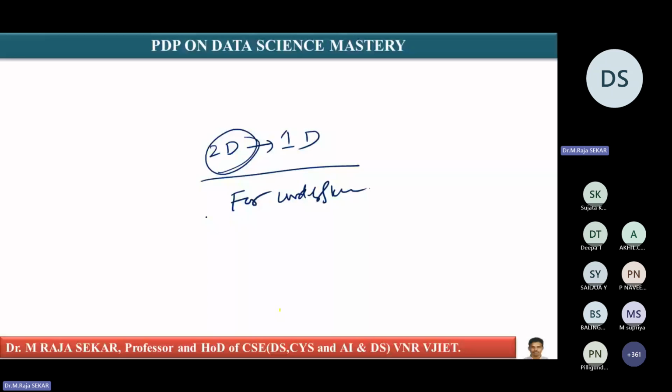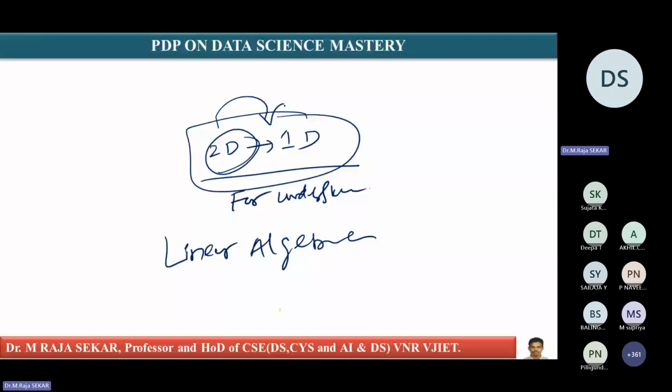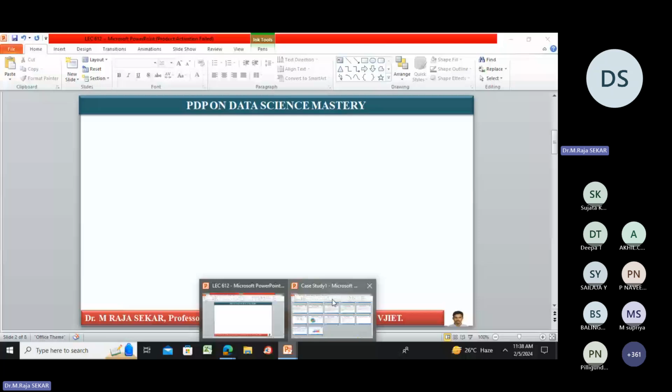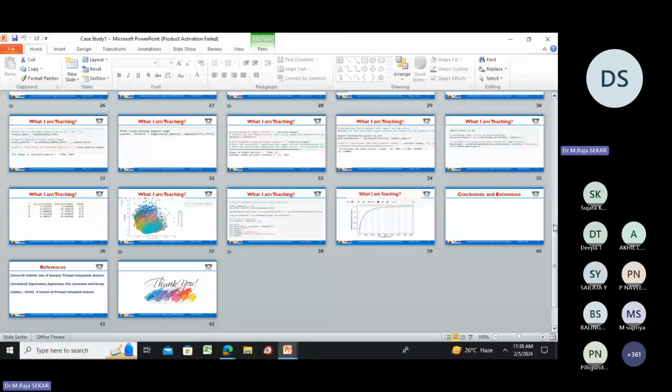What is linear algebra? The greatness of linear algebra is, if it is working for 2 dimensions to 1 dimension, you can extend this to higher dimensional data. Yes. Now let us try to understand how it works. Let me show another presentation. One picture I would like to show.